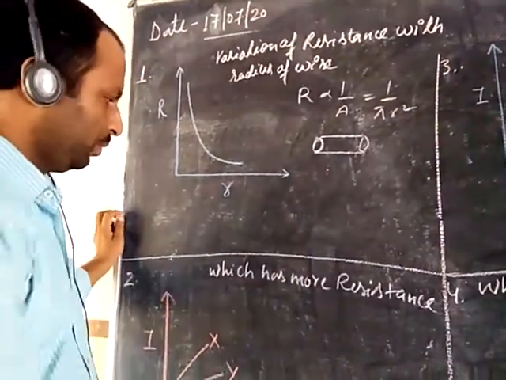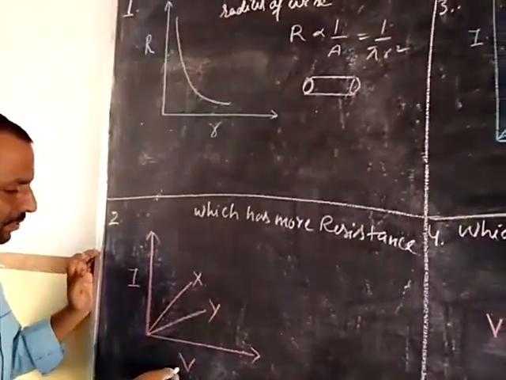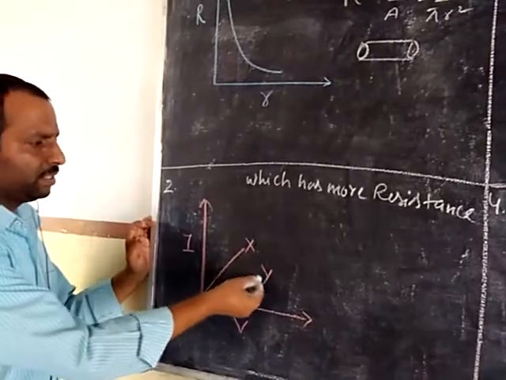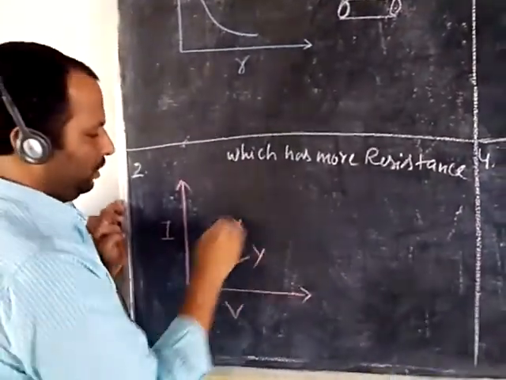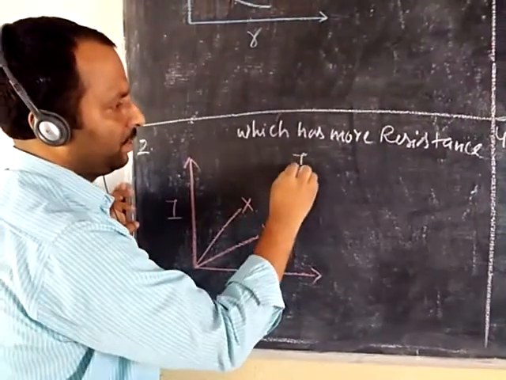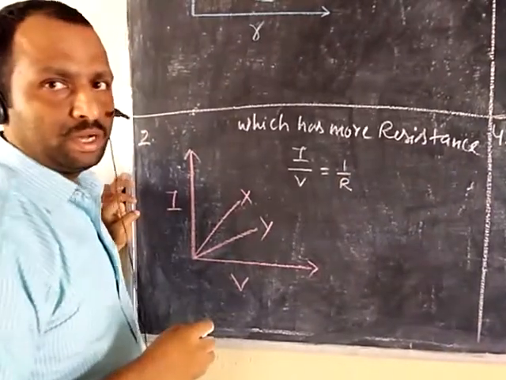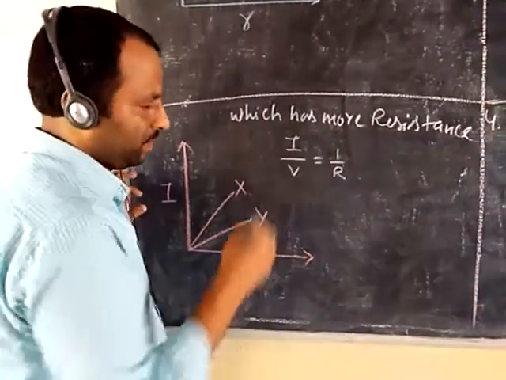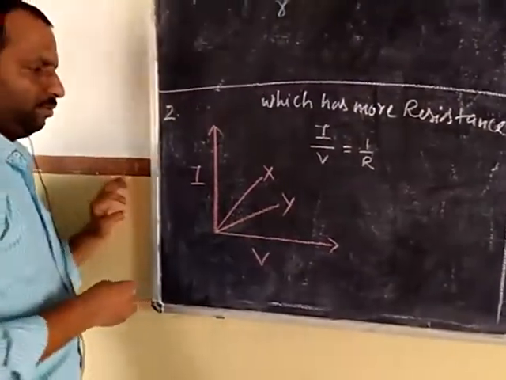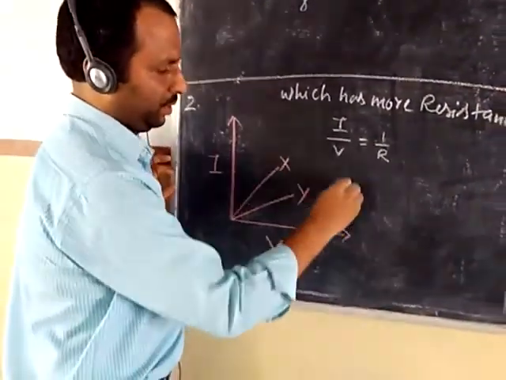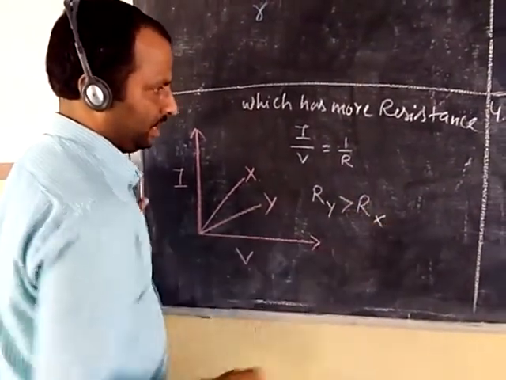Now question number 2, which has more resistance? The graph is plotted between I and V, and these are the two materials X and Y. We know that the slope of I upon V represents 1 upon R. So which has the lesser slope will have more resistance. So resistance of Y is greater than resistance of X.